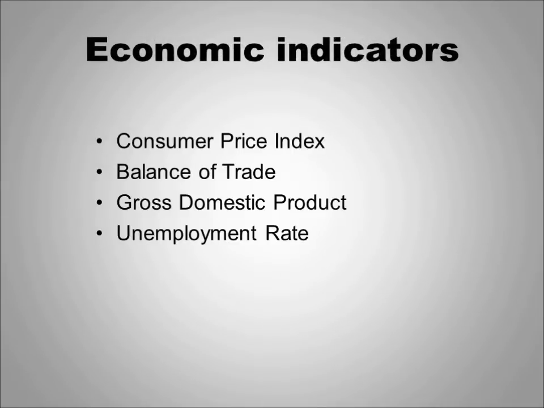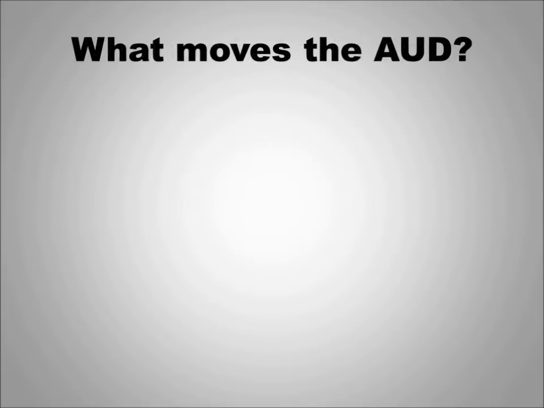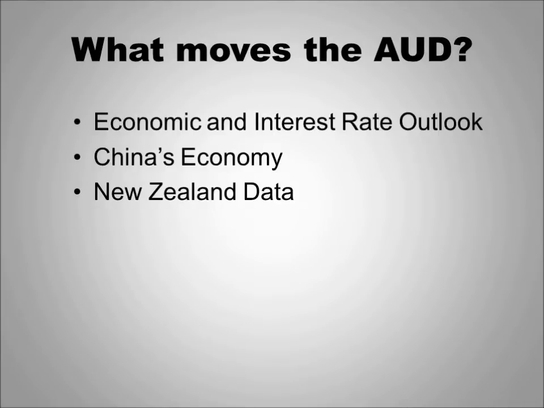Okay, and now let's talk about economic indicators. We want to pay attention to the consumer price index, balance of trade, gross domestic product, and unemployment rate. This is a big deal in the Australian economy because the government aims to keep the unemployment rate as low as they can. If the unemployment rate rises too high, that means the people of Australia lose confidence in their government.